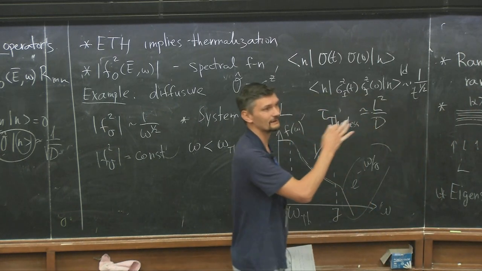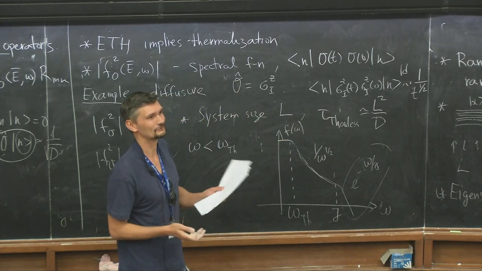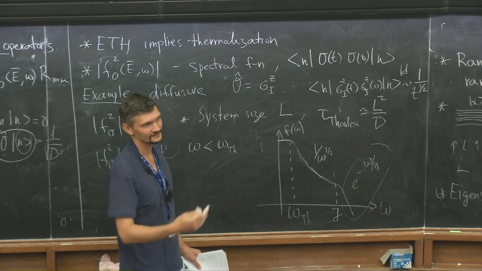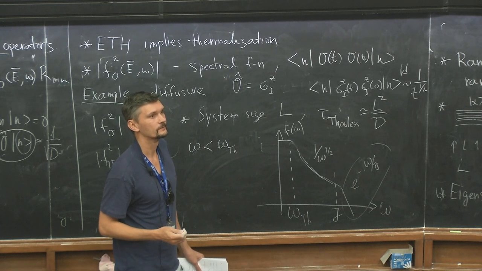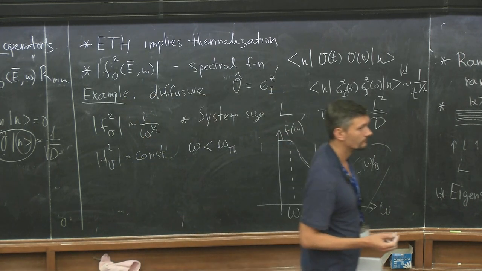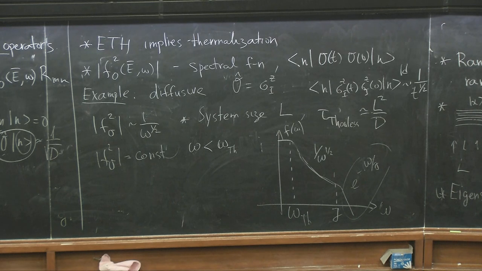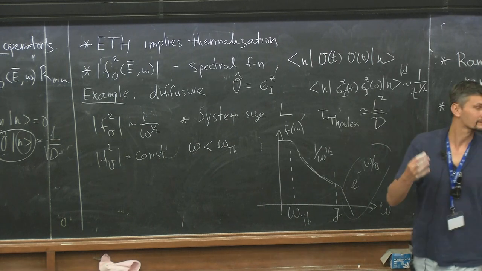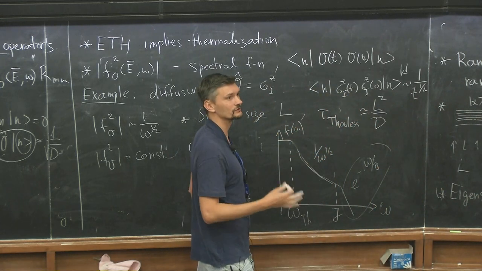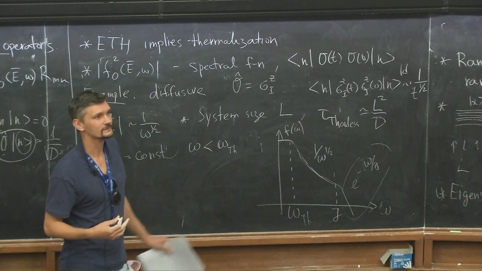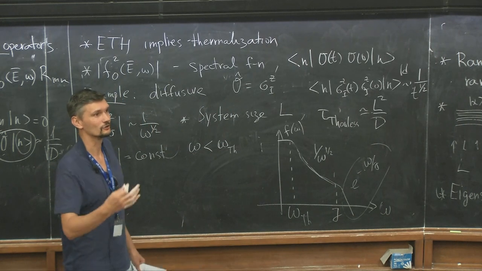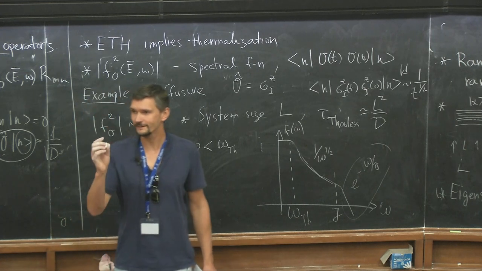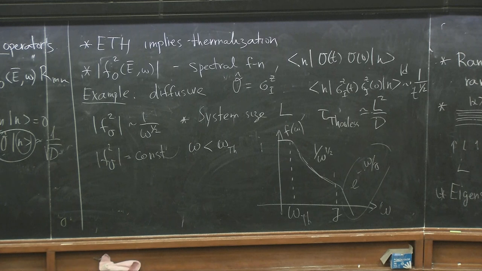Yes, that's an assumption. I'm not saying this is what happens in every system, but indeed, if your system is diffusive, that's the slowest mode. Well, first of all, you can have slower transport, or there are examples where the thermalization time is longer than that. Let me come back to this question. Maybe let's discuss this. Yeah, Jerome?